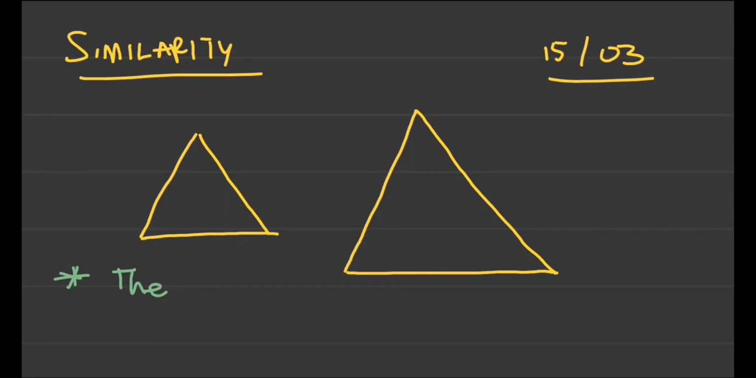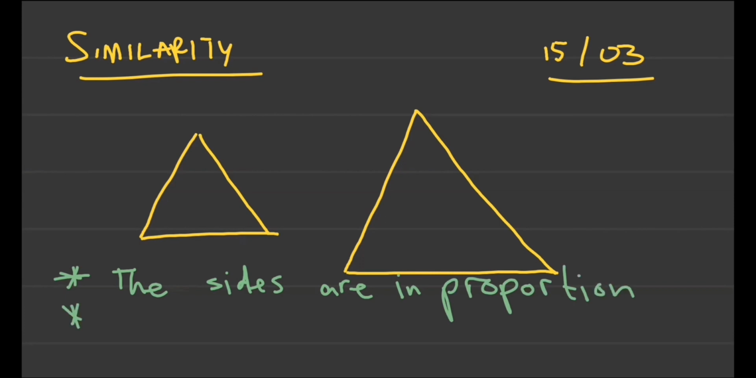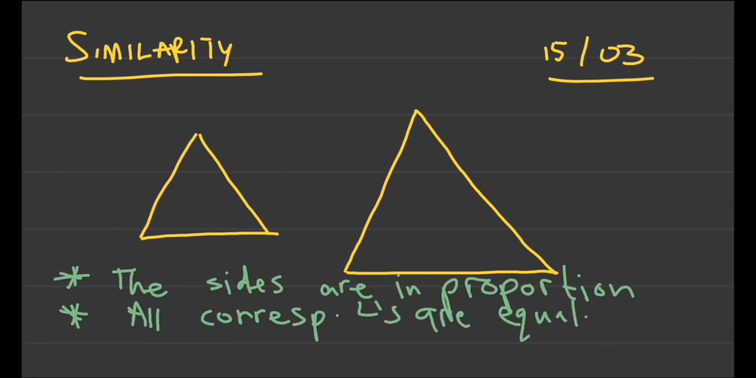Okay, so for similar triangles, the sides will be in proportion and all the angles will be equal. Let me say all the corresponding angles. Now let's start with the first statement. What do I mean by the sides are in proportion?